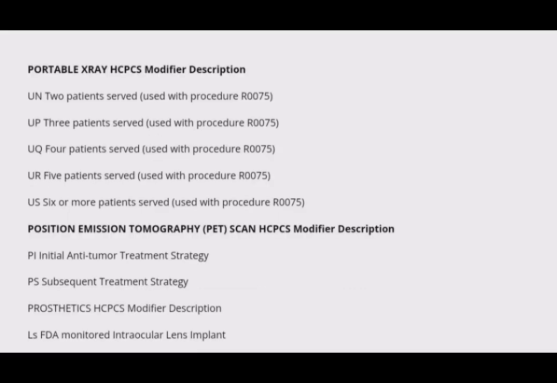Portable X-ray HCPCS modifier description: UN, 2 patients served, used with procedure R0075. UP, 3 patients served, used with procedure R0075. UQ, 4 patients served, used with procedure R0075. UR, 5 patients served, used with procedure R0075. US, 6 or more patients served, used with procedure R0075.